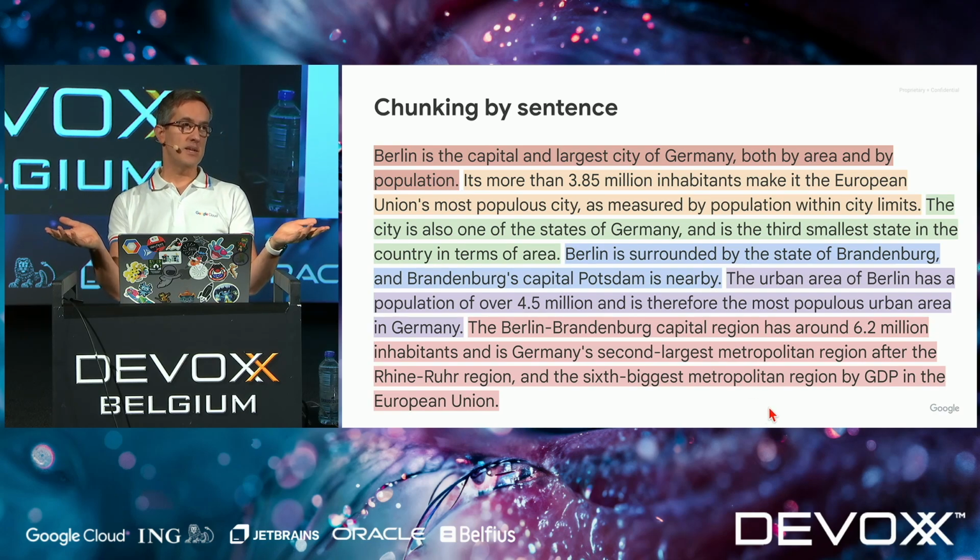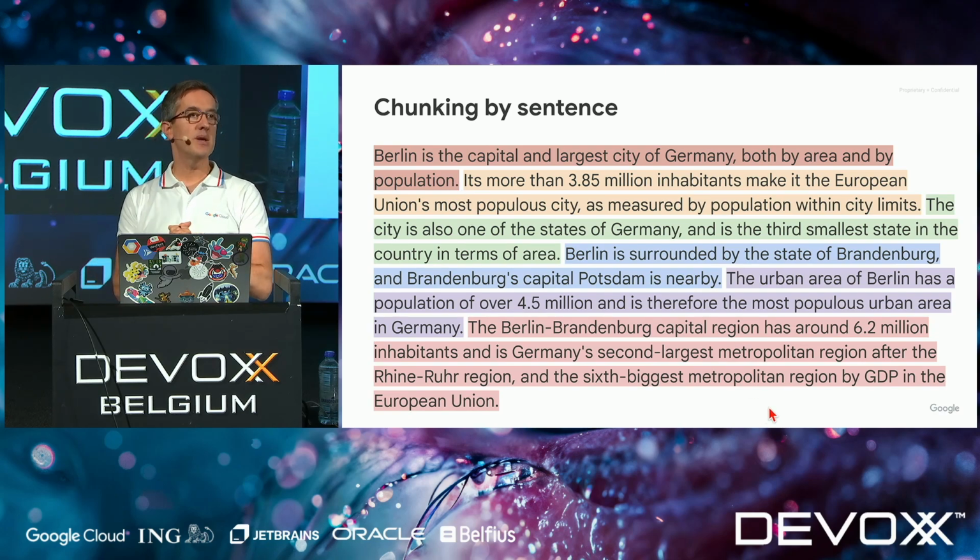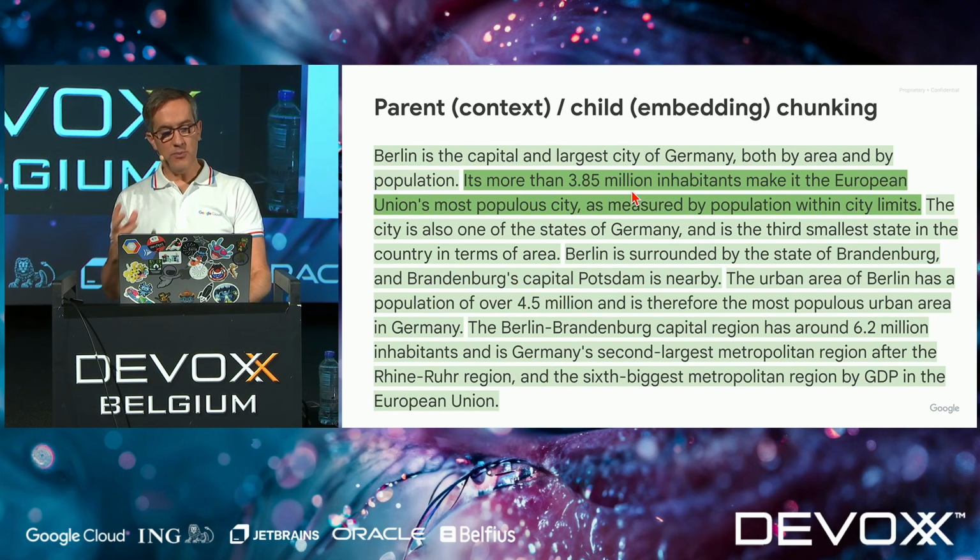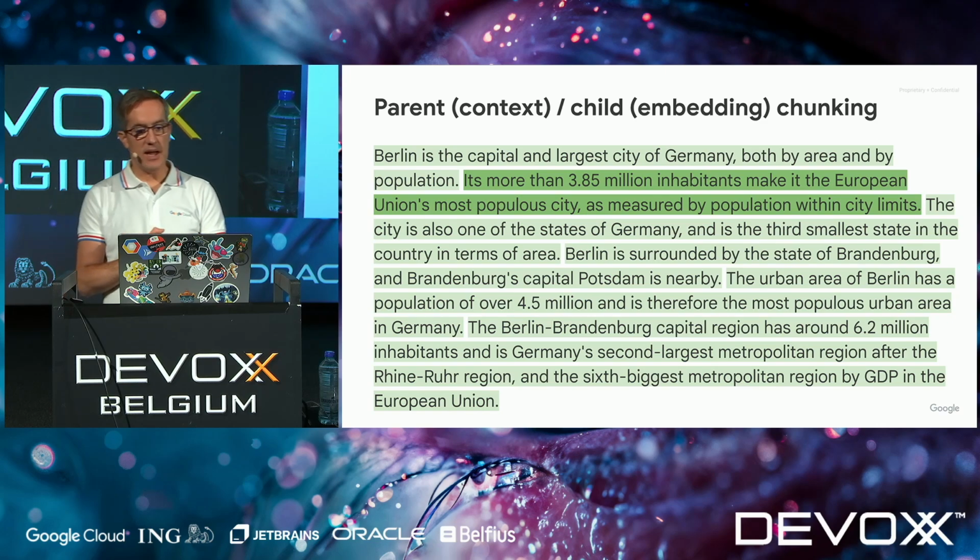Another approach is splitting by sentence. I quite like splitting by sentence because usually a sentence carries one semantic unit, basically. So it wouldn't cut things in the middle. However, if you look at this, this "its" pronoun actually refers to Berlin. But if the vector search returns this chunk, we don't know that it's about Berlin. Maybe it's about the region, maybe it's about the country. It's not clear. So one approach is a parent-child kind of approach.